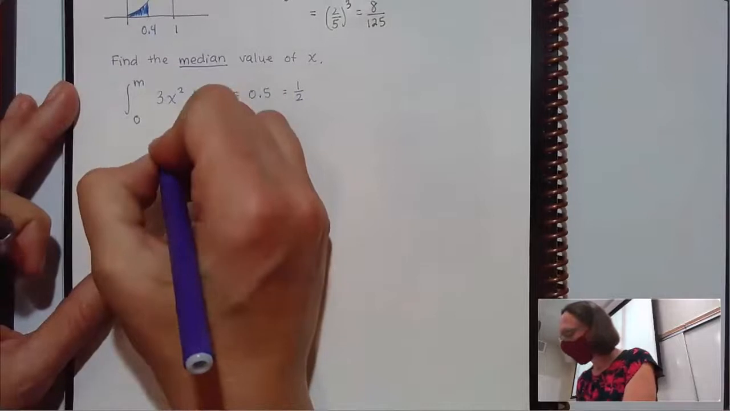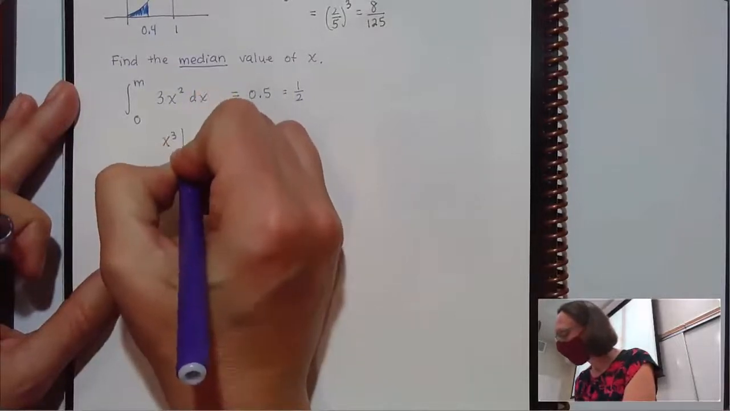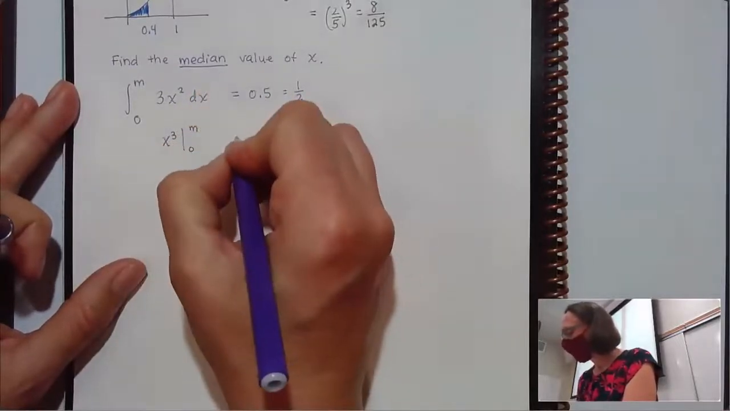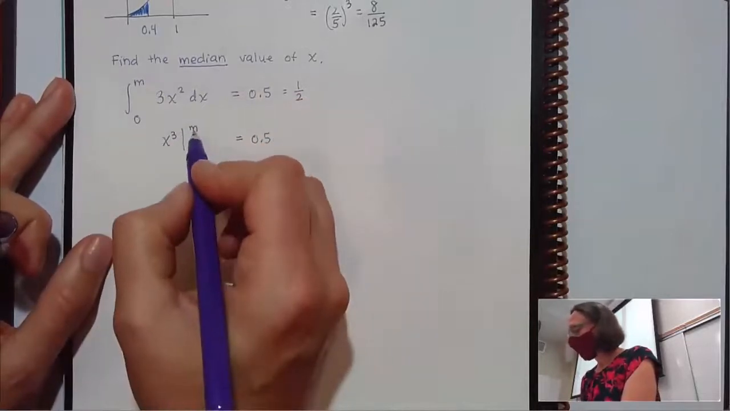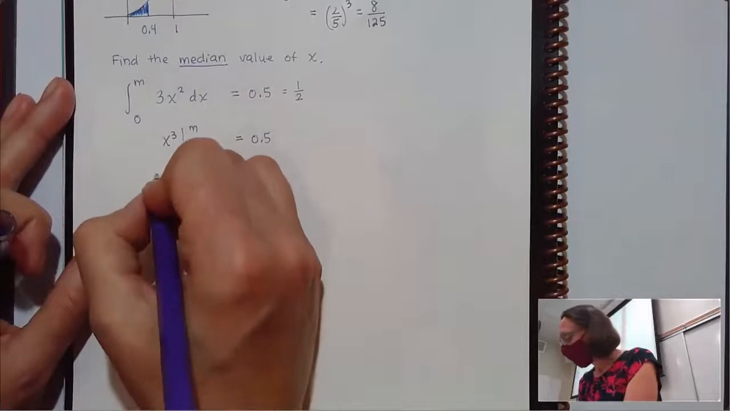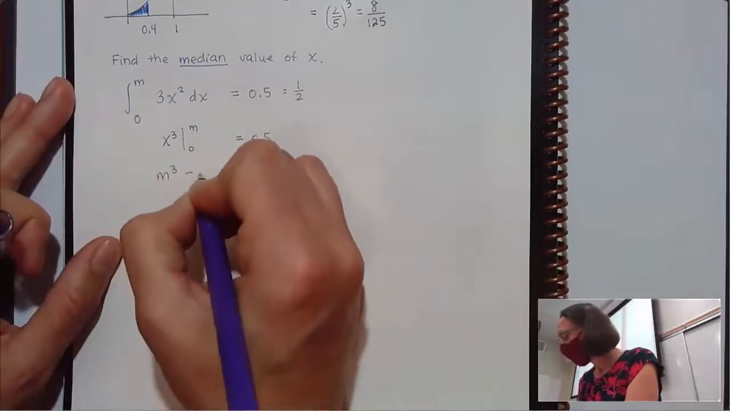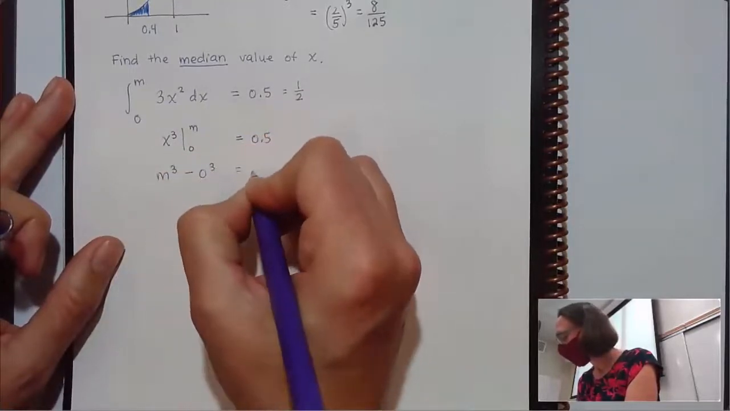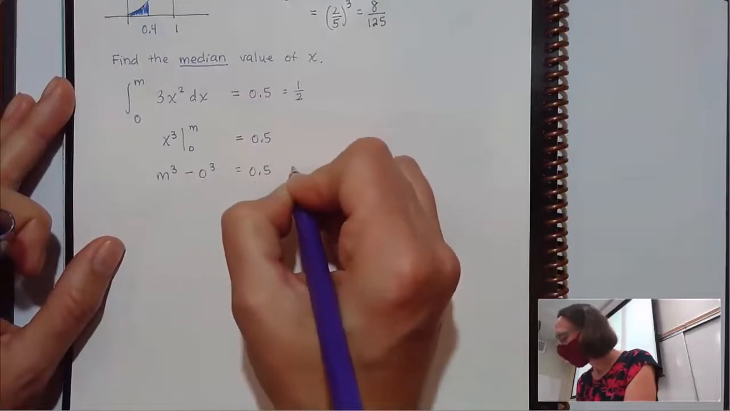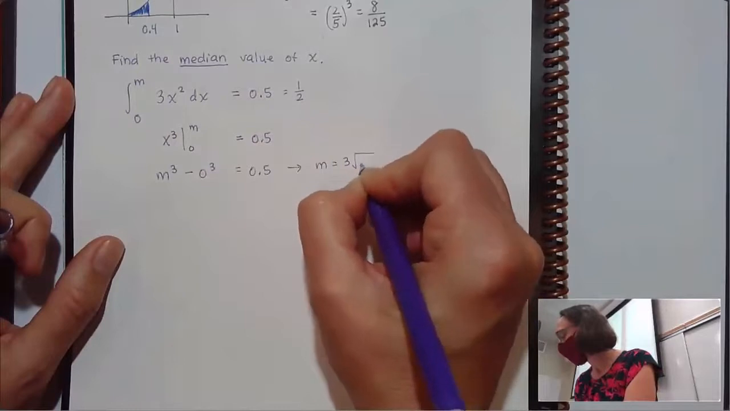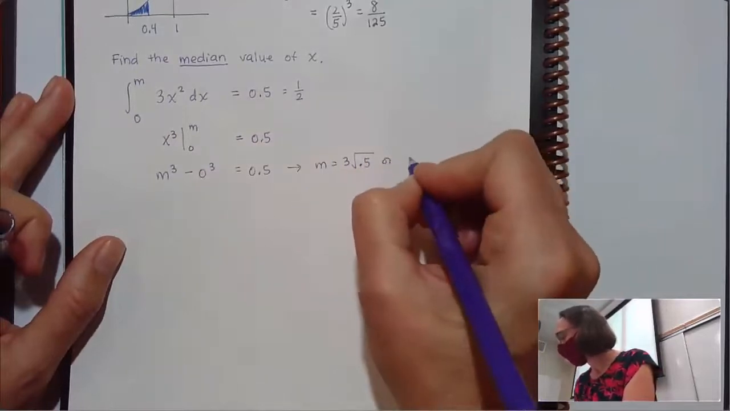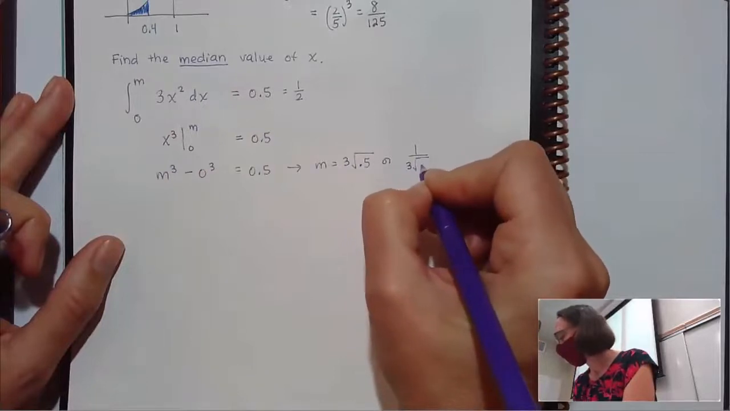My integral is the same. I'm going to end up with x cubed, but I'm going from 0 to m, and I need that to equal 0.5. Evaluating the endpoints, I've got m cubed minus 0 cubed has to equal 0.5, which means that my median would be the cube root of 0.5, or 1 over the cube root of 2.